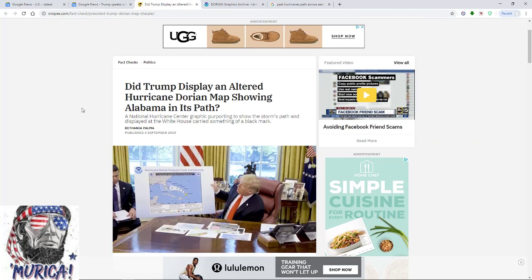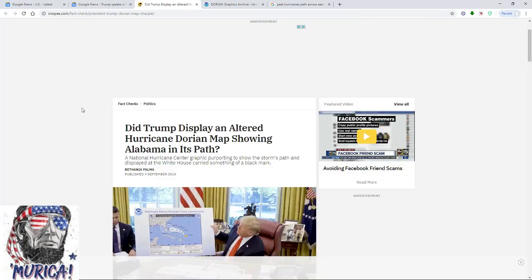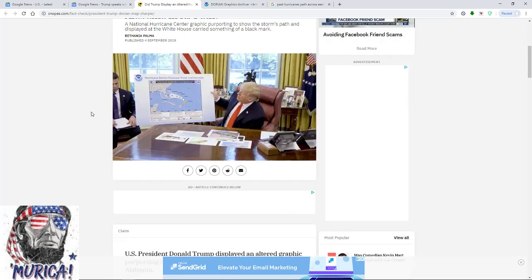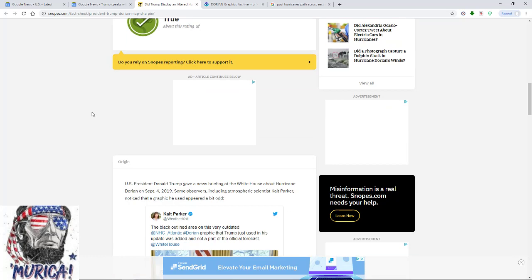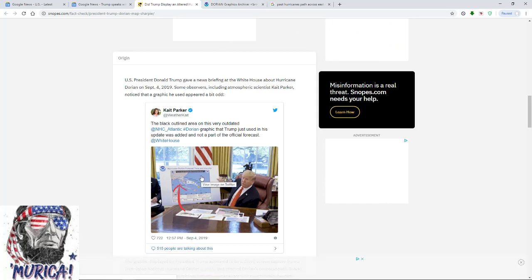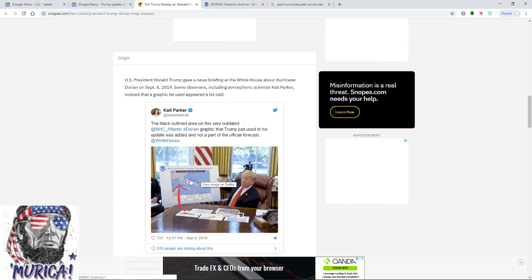Here's Snopes. Did Trump display an altered hurricane map showing Alabama in its path? The answer, true. Yes, he did. He drew this hurricane map based on a graphic he received from there and just did a little extra projection as it crosses through the U.S.